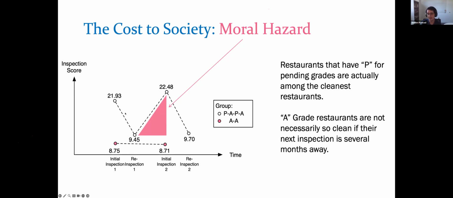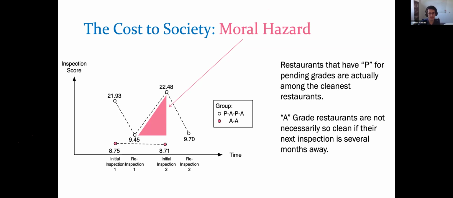But they don't get that grade. They just get a grade pending. They know they're going to get re-inspected, so they clean up. Now it goes back to an A. The next year comes around, it's again P for pending, back to an A, and they literally bounce back and forth. And in economics, this is what's called moral hazard.